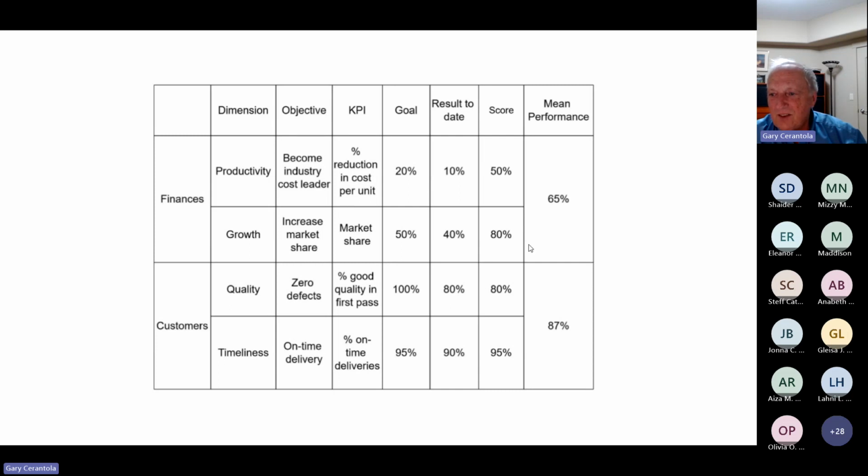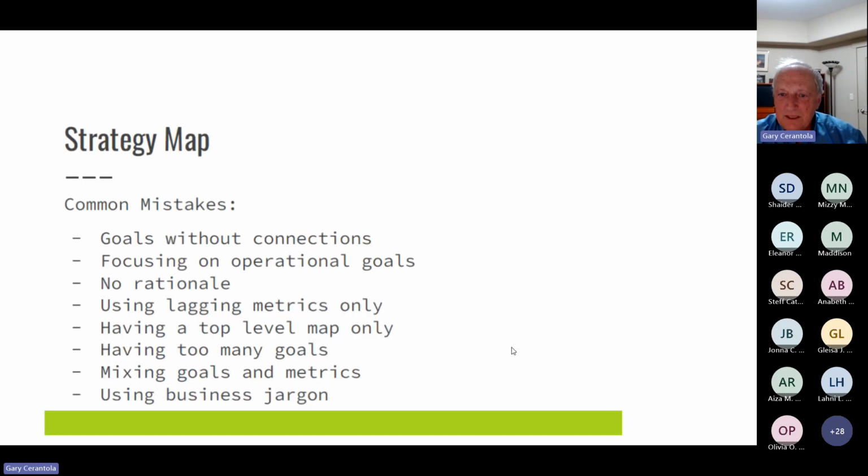And then on finances, 40 over 50 is an 80% score. You average these two out and you get to 65% as a mean performance. So that's what you're going to be dealing with in your Cupcake piece, okay?